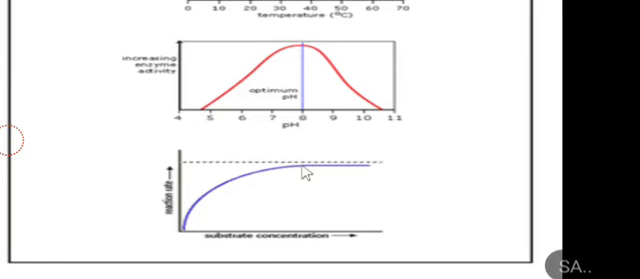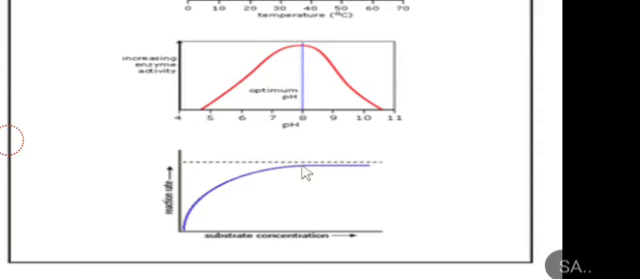So substrate concentration also affects the enzyme's rate of reaction, because once you increase the substrate concentration, the enzyme is occupied and has become saturated, so it is no more available for the other substrates that are coming.